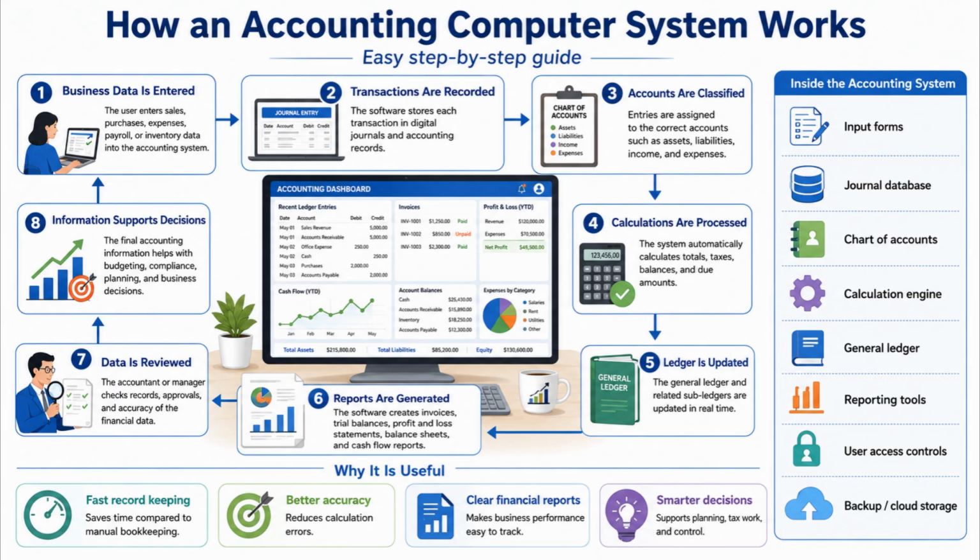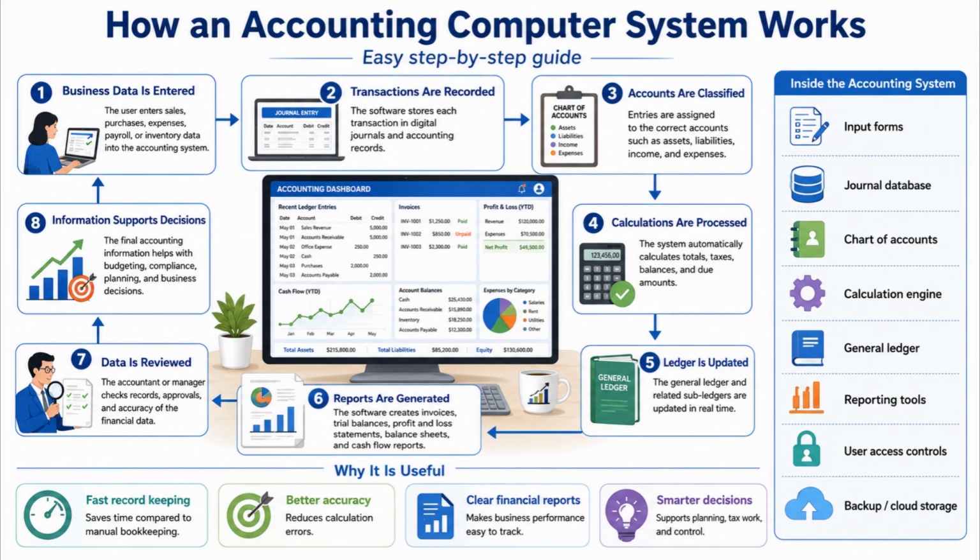Next, the transactions are recorded in digital journals and accounting records. Each transaction is stored with important details such as date, account name, debit amount, credit amount, customer or supplier information, and reference number. This helps the business keep a clear financial history.